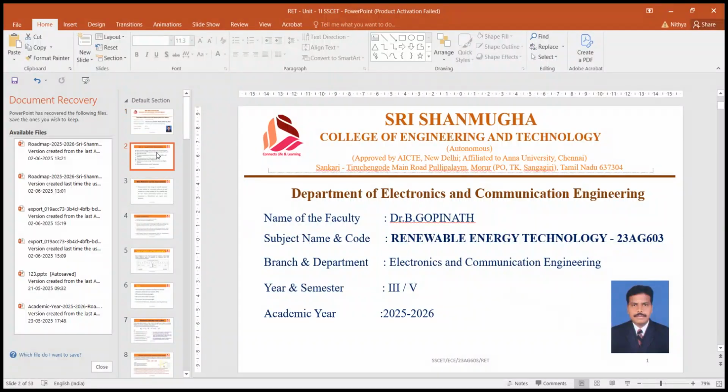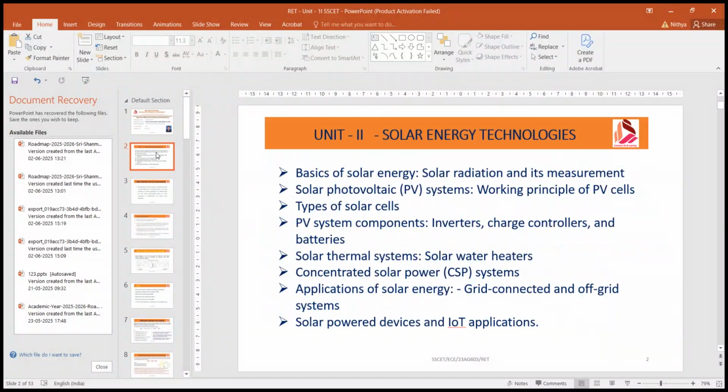Today I have to discuss the Unit 2 contents, the solar energy technologies. All of you know basically about solar energy technologies. The sun's rays interact with the glass plates and produce heat energy. That heat energy is converted into electrical energy.